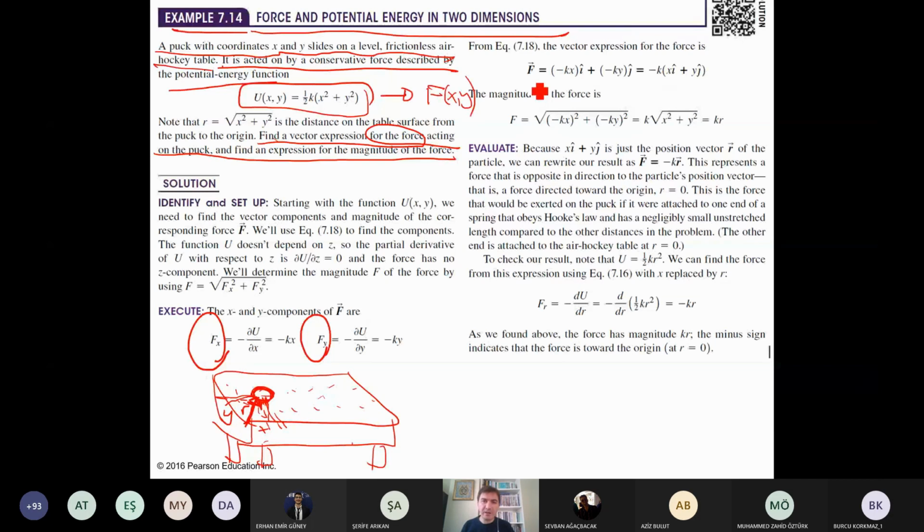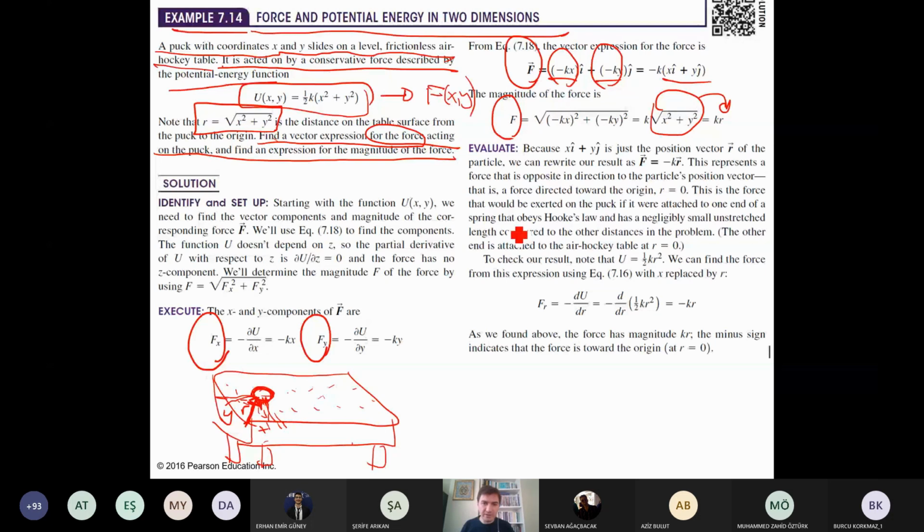So what about the magnitude? X component is given, y component is given. So if you put them here and take the square of them, then you can calculate the magnitude of the F. So here you will get this expression, and this is given with R, which we know from the question.